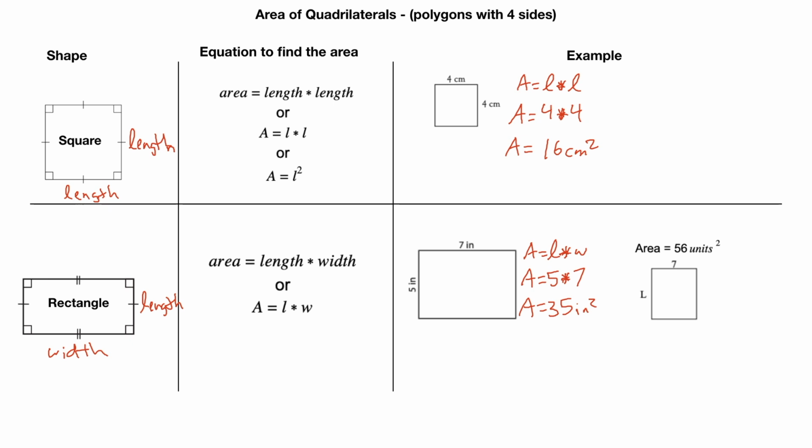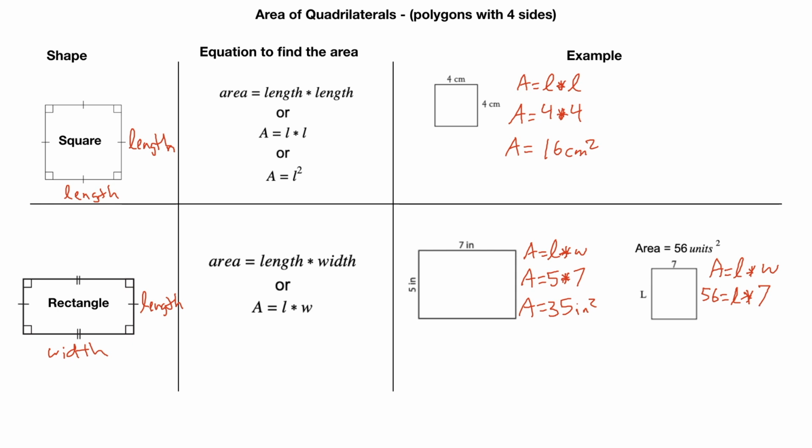Sometimes you'll be asked to kind of work backwards. So let's say you had the area was 56, and then you were told that the length was unknown, that's just an L, and the width is 7. I'm just going to use that same equation. Area equals length times width. I'm going to substitute in the values I know. So I have 56 equals L times 7.